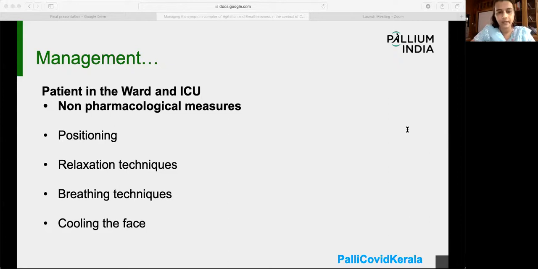Oxygen inhalation and then cooling of the face using cold flannels. Now, the use of fans in breathlessness is an evidence-based approach that has been tried in palliative care settings many times. But in the COVID scenario, we don't advise the use of a handheld fan for breathlessness, as there's an increased risk of spread of infection. So we use cold flannels or cold towels to cool the face. And this can be tried both in the ward and ICU, depending on the scenario.